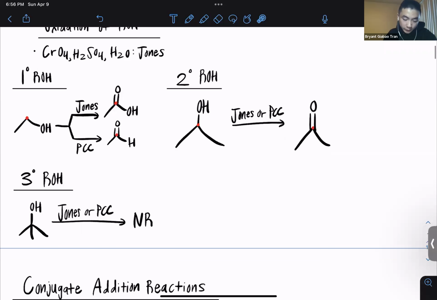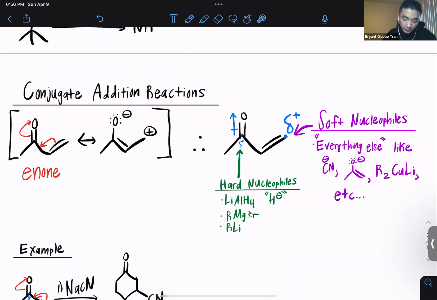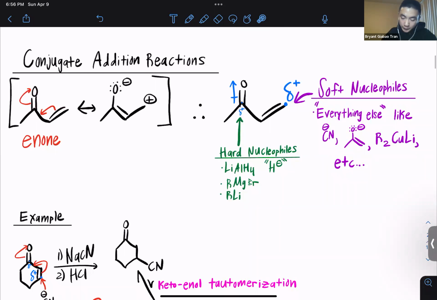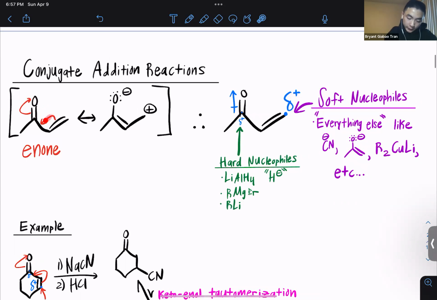Now let's move on to the conjugate addition reactions. Let's say we have an enone here, which is an alkene, the ene, and a ketone, the one. An alkene right next to a ketone. And you are given either a soft nucleophile or a hard nucleophile. Let's draw out the resonance form of the enone here, which I have done. We see that in the resonance form, this carbon here has a positive formal charge, whereas the carbonyl carbon does not have a positive charge.